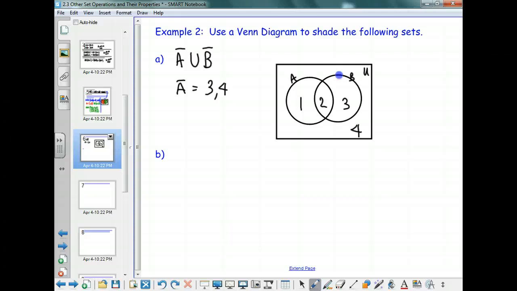Okay. We're going to do the same thing with B complement. I look at my picture. I want to list every number that is not inside of circle B, which is 1 and 4. And then I'm going to join these 2 descriptions with the union symbol.